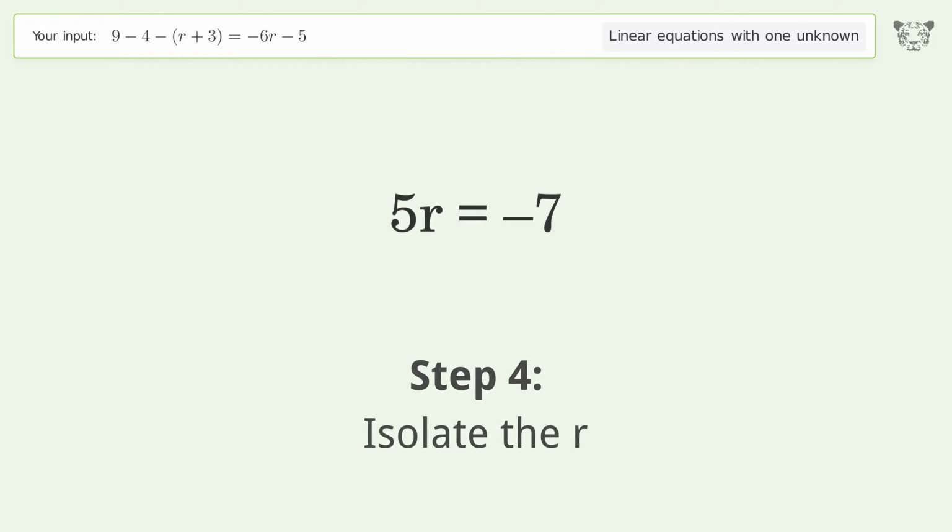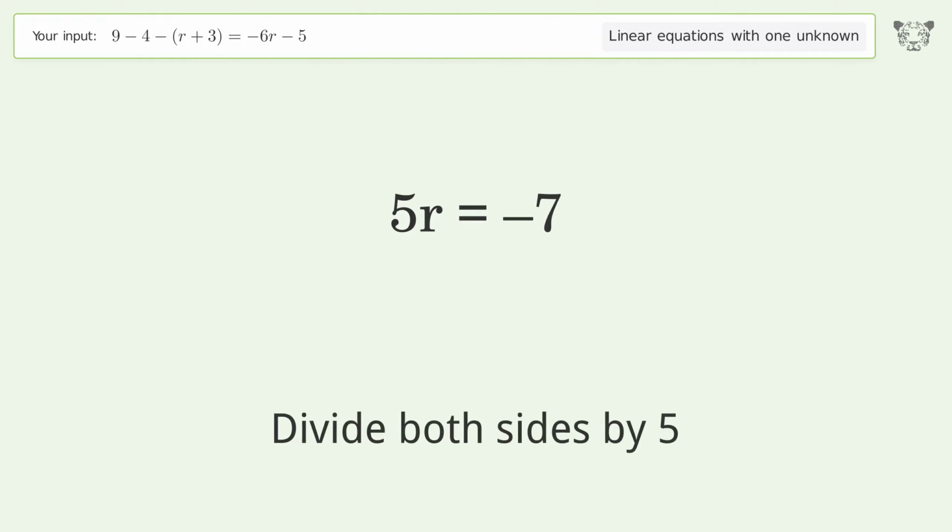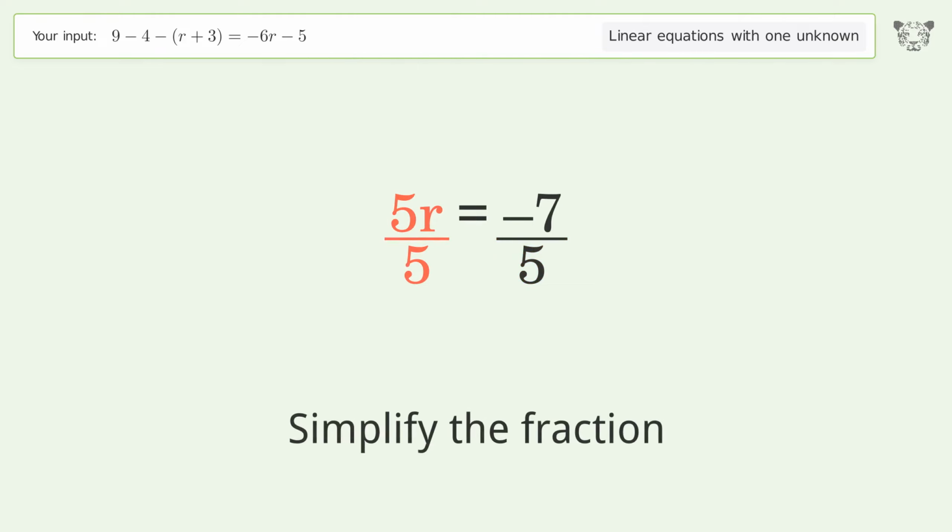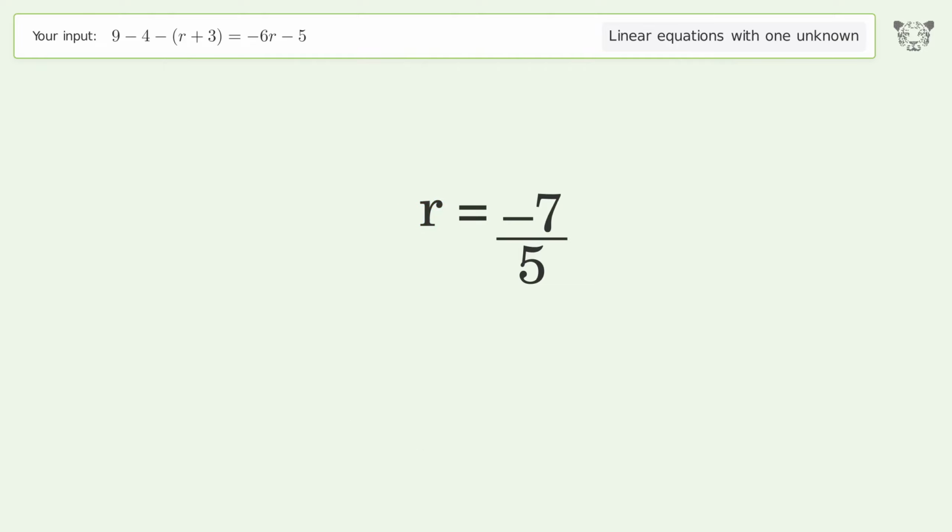Isolate the r. Divide both sides by 5. Simplify the fraction. And so the final result is r equals -7/5.